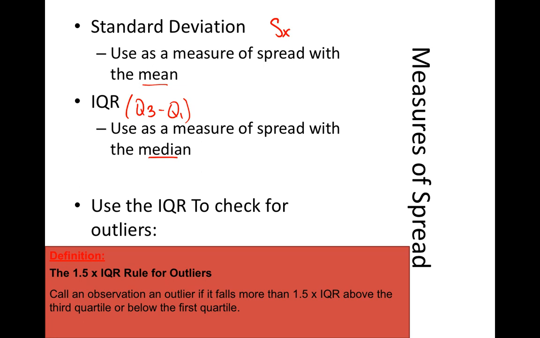As far as these measures go, you should be able to interpret in context. So standard deviation is the average or typical deviation from the mean. The IQR is that middle two quartiles, so you're looking at the middle 50% of the data set. You can use the IQR to check for outliers. So it's the 1.5 times the IQR rule. Remember, this is where you're going to take Q3 plus 1.5 times the IQR and Q1 minus 1.5 times the IQR. Anything within that range is considered reasonable. Anything outside of that range is considered an outlier.